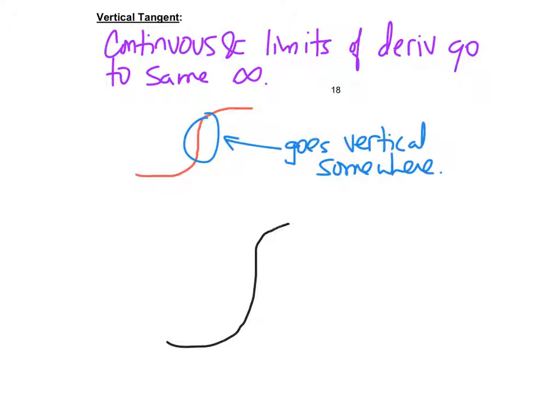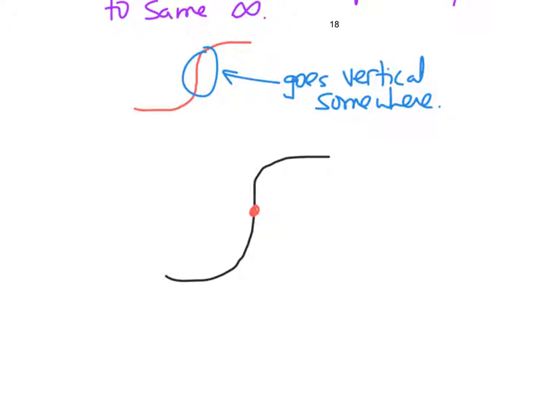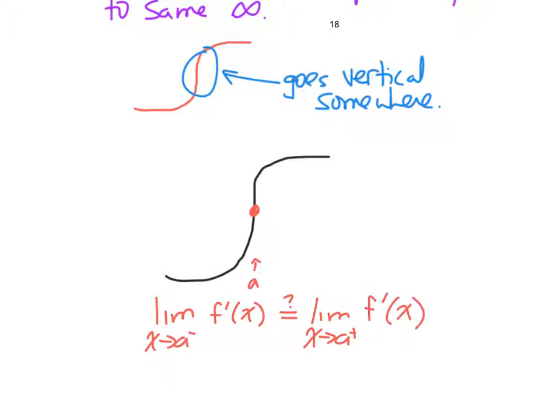So here's my function that goes vertical. There's going to be a vertical tangent here. What I'm trying to figure out is the limit. I'll call this point A. Limit as x approaches A from the left of my derivative, and the limit as x approaches A from the right of my derivative. I wonder, maybe I can do it with this. We'll see. Yeah, I think I can. Just so the folks at home can see.